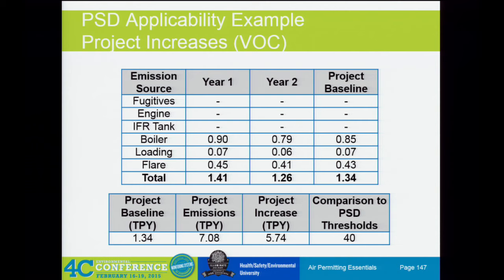We calculated our project emissions to be 7.08 tons. So in order to obtain our project increases, we take the 7.08 tons minus the 1.34 tons, and our project increase is 5.74 tons per year of VOC. We compare that to our PSD thresholds of 40 tons and find that this project doesn't trigger PSD because our project emissions are below 40 tons.